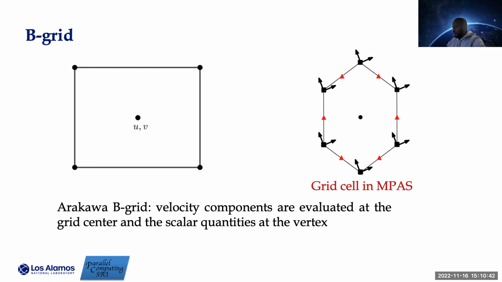In the MPAS model, we adopt an approach called the C-grid approach, where we consider the velocity components in the momentum equation, and we place those velocity quantities at the cell center. That's what we call the C-grid approach. And the other quantities like mass or the sea ice concentration are placed on the vertices of the cell.